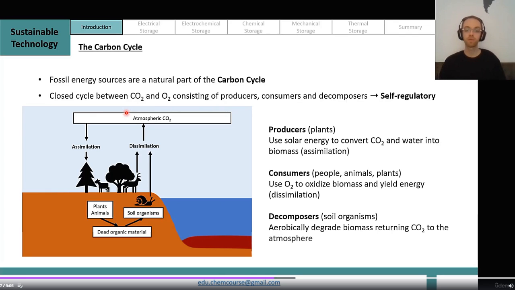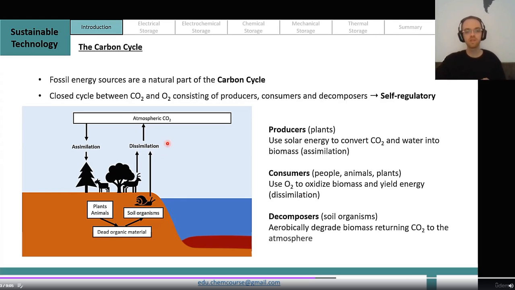Then we have the group of the consumers. Consumers can, for example, be people, us as humans, it can be animals, and it can be other plants, for example. They use oxygen to oxidize this biomass and yield energy from it. This is the process we've discussed earlier, which is the so-called dissimilation or combustion process. And we have the so-called group of the decomposers, which are soil organisms usually, and they can aerobically degrade biomass and return carbon dioxide to the atmosphere.